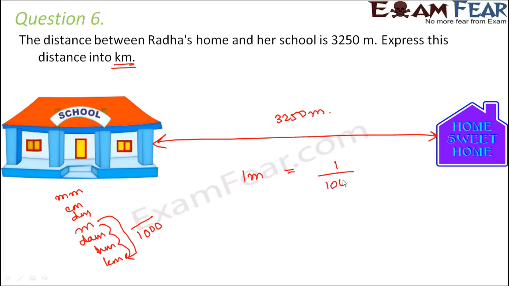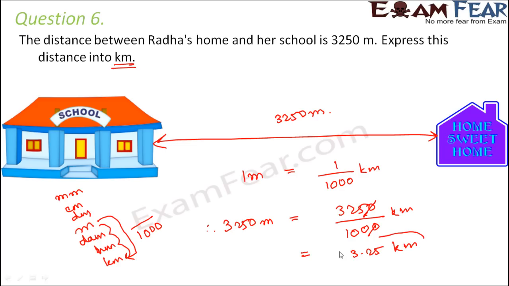Therefore we can say that 1 meter is equal to 1 by 1000 kilometer. Therefore 3250 meter would be equal to 3250 divided by 1000 kilometer. So this would be equal to 3.25 kilometers.